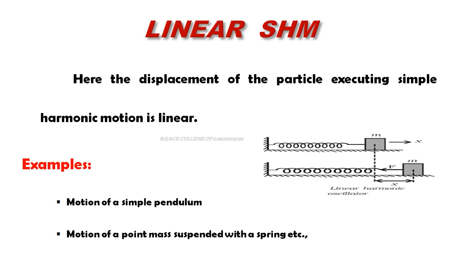Linear simple harmonic motion means the particle is displaced in a linear manner. For example, if we take a mass suspended in a spring, one end fixed and the other end we are moving like this along the x-axis, this we call linear simple harmonic motion. Examples are the simple pendulum and the point mass suspended with a spring.